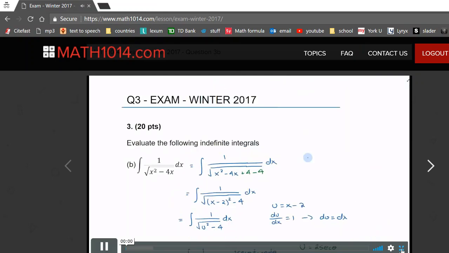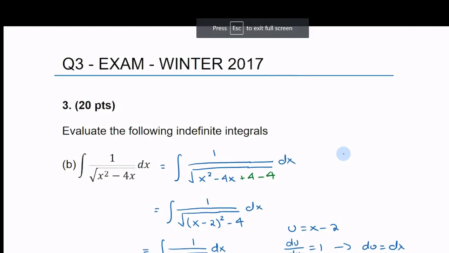Question number 3. Evaluate the following indefinite integral. Looking at this integral, it looks like we would be able to apply trig substitution, but the problem is it's not x squared minus some number squared. So what we're going to do here is complete the square. In order to complete the square, we're going to add 4 and subtract 4.